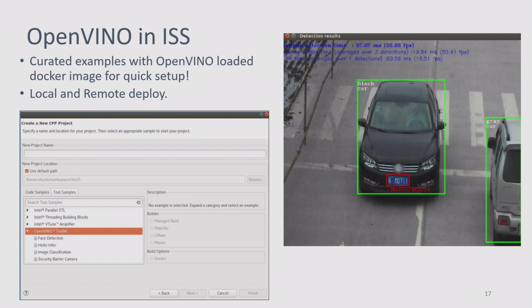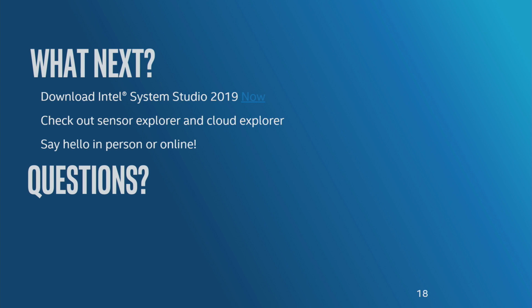I think one thing I forgot to mention was the languages. I should have started with that. We support C, C++, Java, and Python, the four top languages found in the developer survey for edge devices. And I think that covers everything I wanted to share about Intel System Studio. Questions?